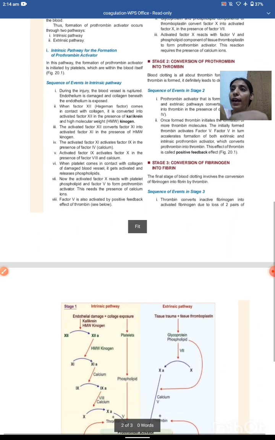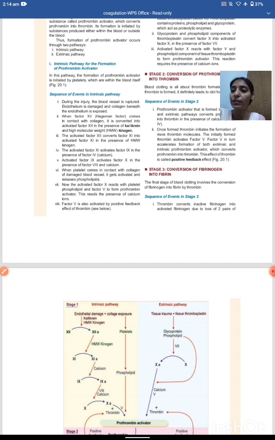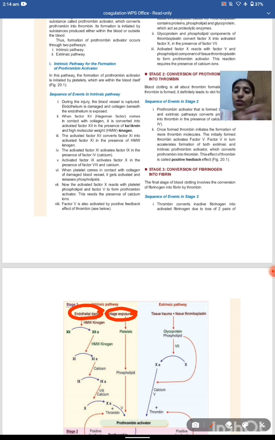So as you can see in this diagram, the intrinsic pathway starts with the damage of endothelial cells and exposure of collagen. Because of some kind of injury, collagen is exposed and endothelial cells are damaged, right? So both these factors activate some kind of factor which helps in the formation of prothrombin activator. You can see in this diagram, first, during the injury blood vessels are ruptured. Because of this, endothelial cells are damaged and collagen beneath these cells is exposed.